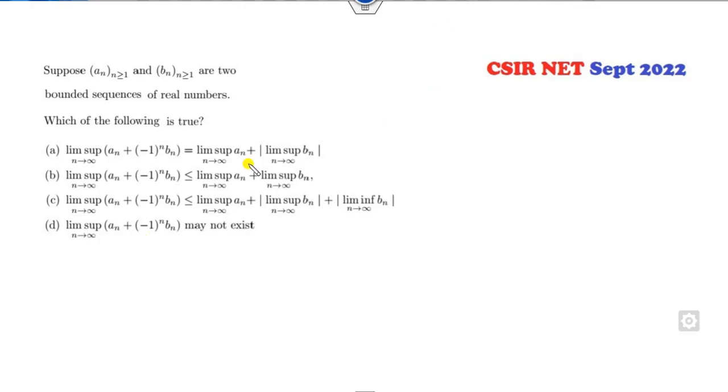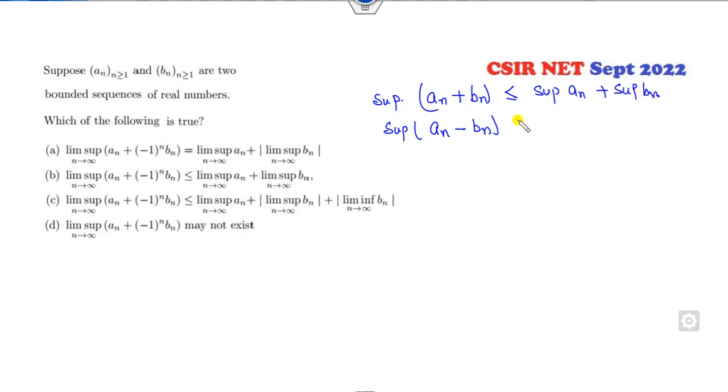Now look at this option. Now you can see this is the concept of limit. Okay, now it's a plus minus of this. The first part is plus bn and minus bn, and you have to apply the supremum. Fine. So what is that? This is less than or equal to supremum an and supremum bn, but because of this negative, it is an and infimum of bn.